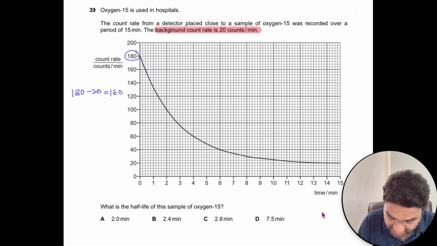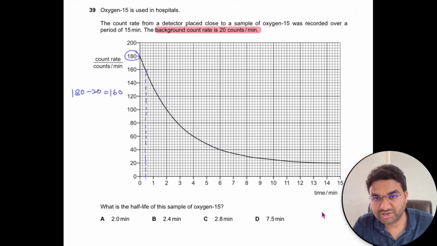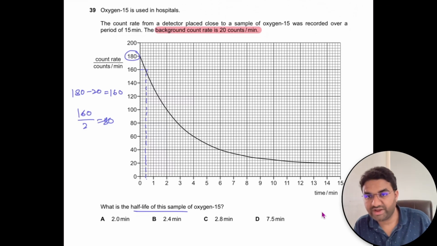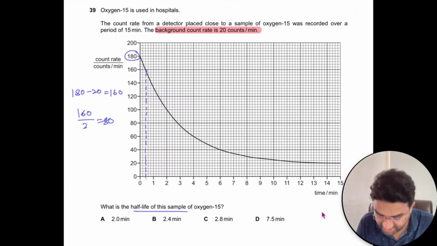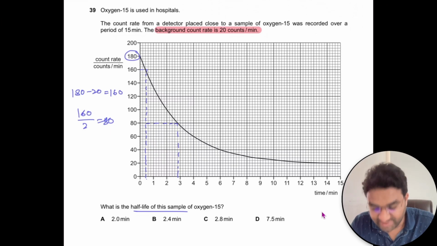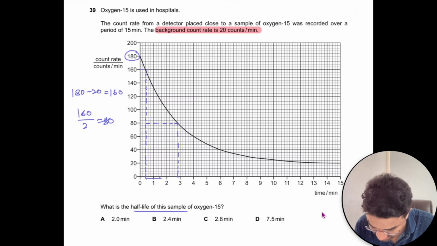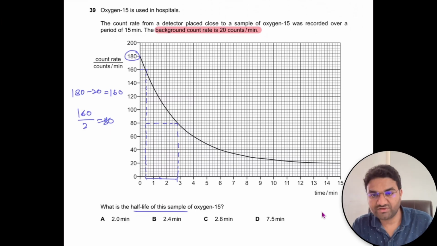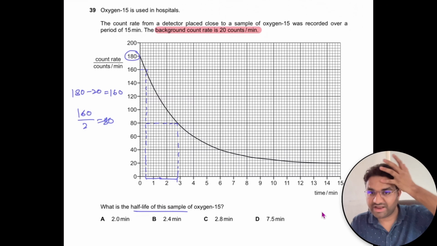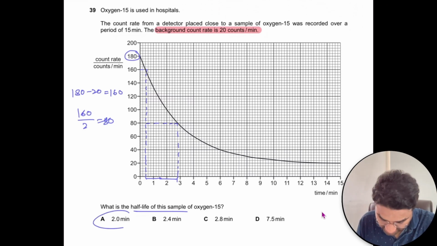So for 160 here, if you take the projection down, right? Half of 160 becomes 80, right? So when it becomes 80, it will be here somewhere, right? Approximately this is 1 and this is 2, right? So it will take approximately 2 minutes to complete its half life. So the answer is A.